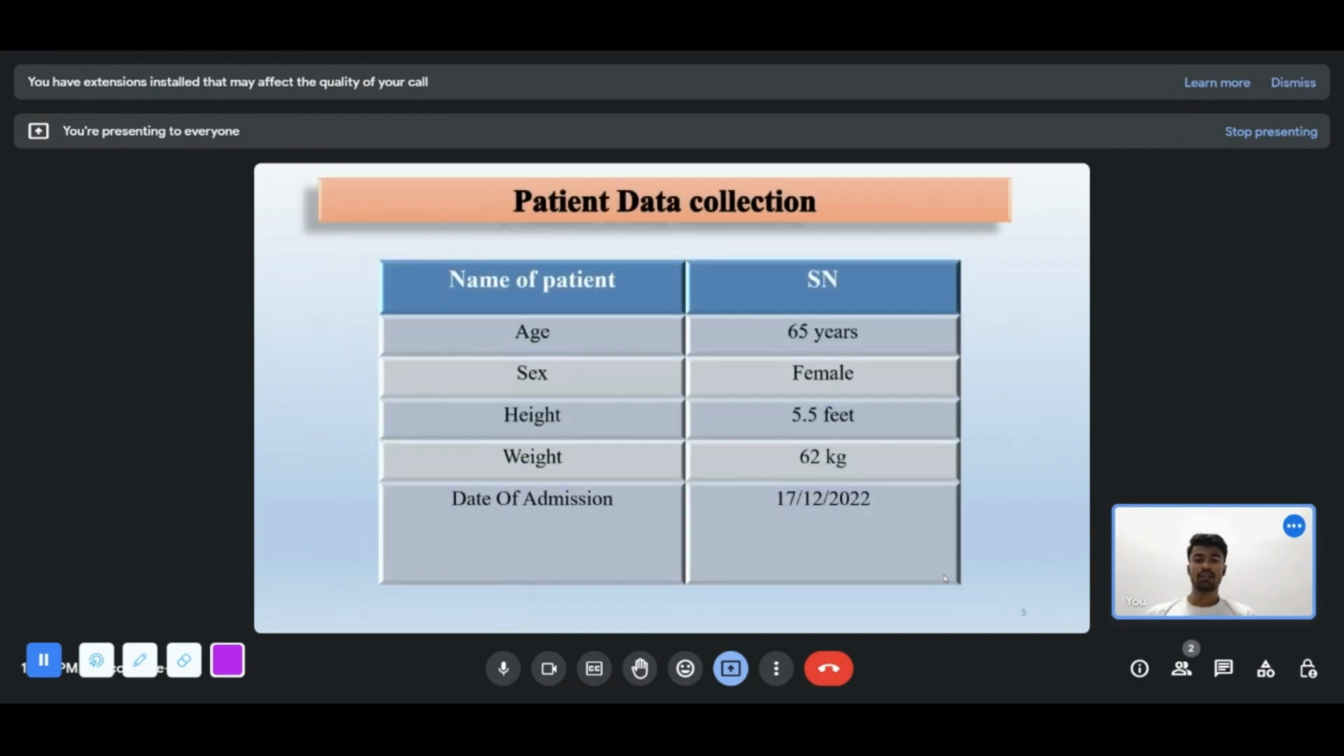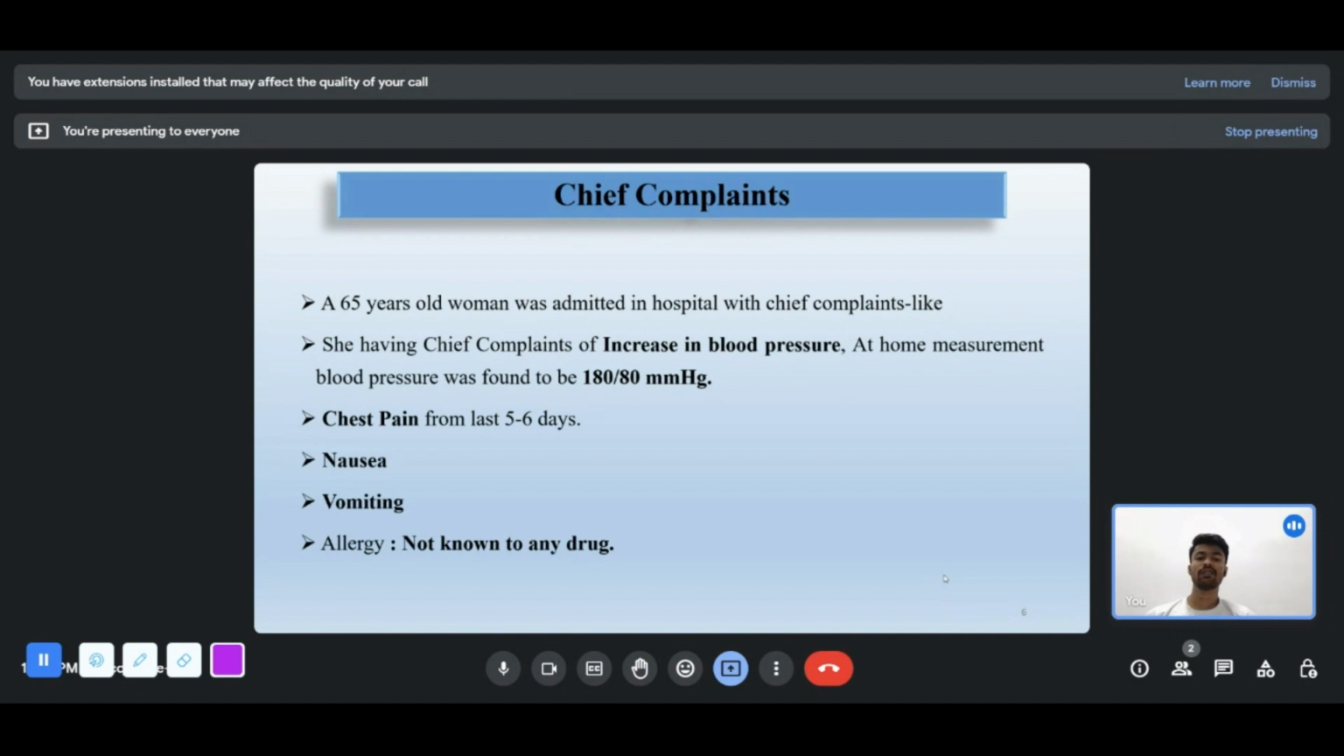Next slide. Now we come to the actual case presentation, that is patient data collection. The name of the patient SN. We don't have to disclose the name of the patient. It is the patient confidentiality, and it's patient's personal information. The age of that female is 65 years. Height is 5.5 feet. Weight is 62 kilograms, and the date of admission to the hospital is 17th of December 2022.